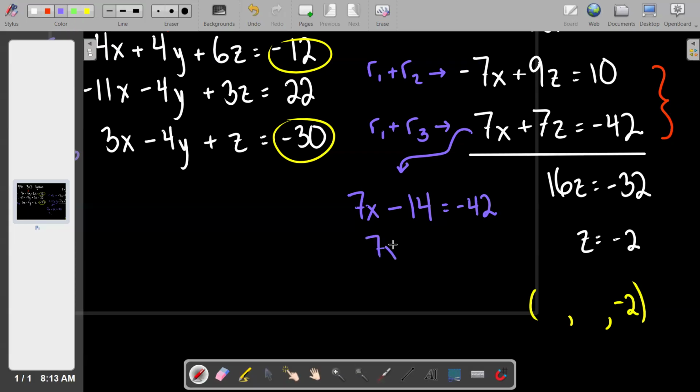Add 14 to both sides, which gives us -28. And then divide both sides by 7, which gives us x equals -4. So I can now complete the second piece of the puzzle. I can plug -4 into his home, which is the x spot.